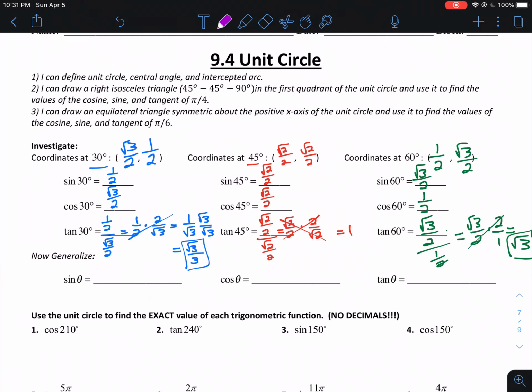Okay. Now, obviously, there's a point to us going through this, and it's not that you're going to have to do this for every single coordinate on the unit circle. Instead, let's kind of look to see what we notice, starting with the sine of theta. So if you look at sine of 30 degrees, sine of 45 degrees, sine of 60 degrees, look to see kind of what they have in common. Well, 1/2 is the same as the y value, as is radical 2 over 2, as is radical 3 over 2. In other words, the sine of theta is the same as your y value.